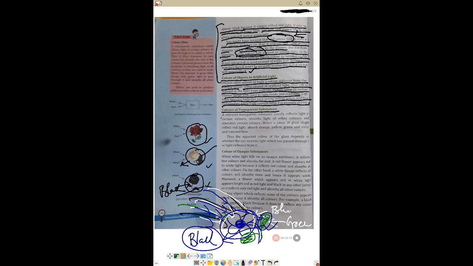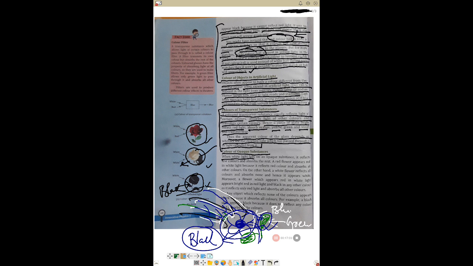Now, colors of transparent substances. A colored transparent substance usually reflects light of certain colors, absorbs light of other colors and transmits certain colors. Hence, a piece of glass might reflect red light, absorb orange, yellow, green and violet and transmit blue. So the apparent color of the glass depends on whether the eye receives light which has passed through it or light reflected from it. Okay, so what happens when nothing reaches your eye? The object looks transparent.